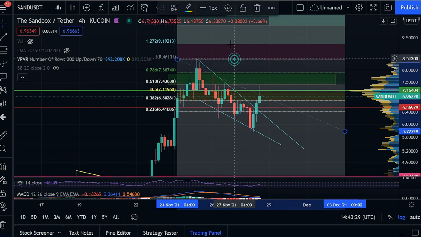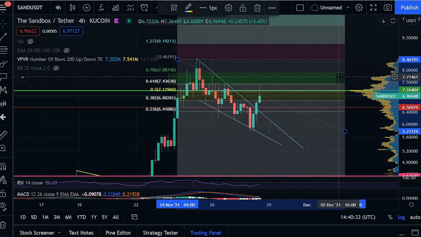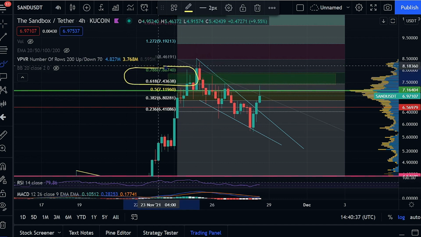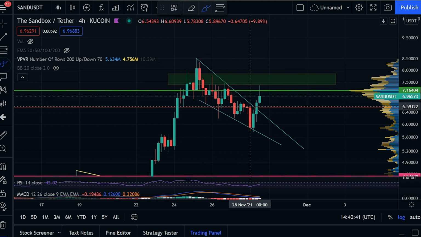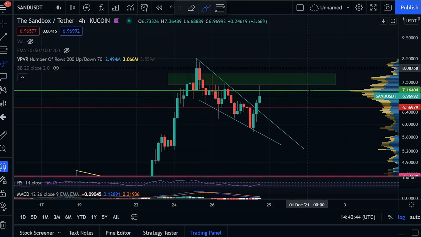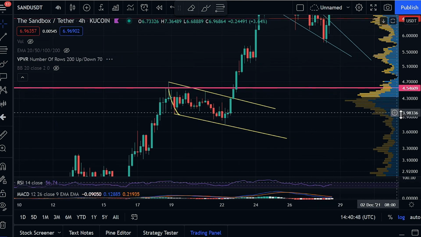Just to give you a look, that's what my settings look like. Once you draw that on, you will get this zone between 0.786 and 0.618. What happens generally is that once we're able to clear the zone, we see the continuation to the upside. Now, we can take a look in history to show how important and significant the zone has been.